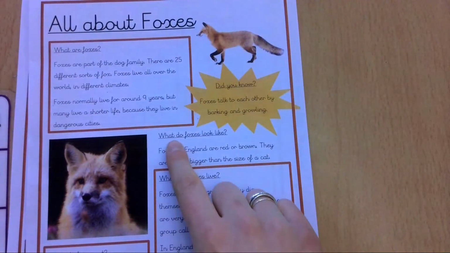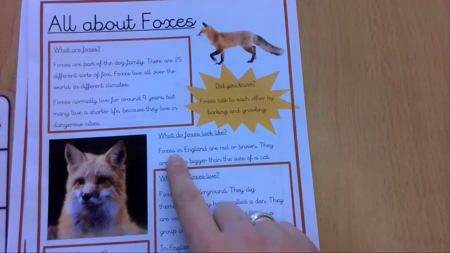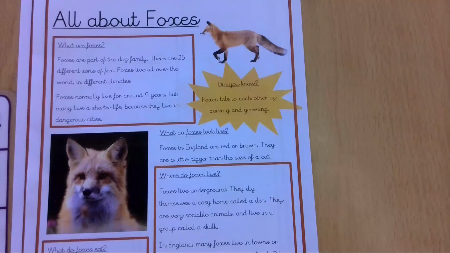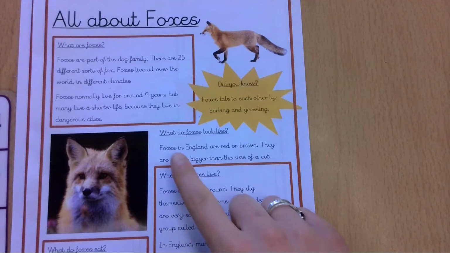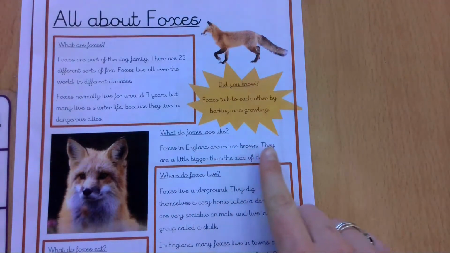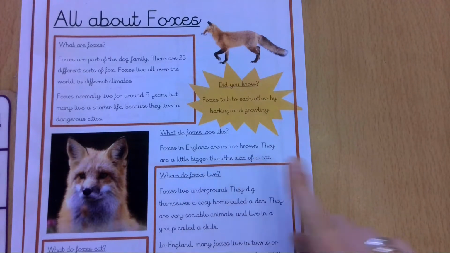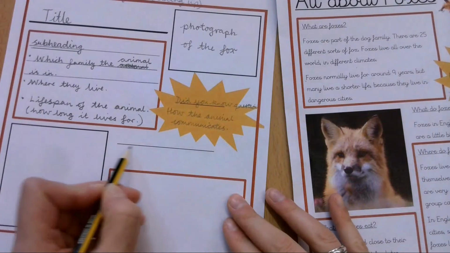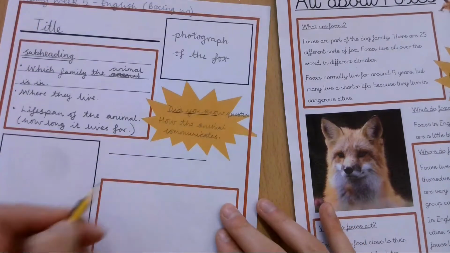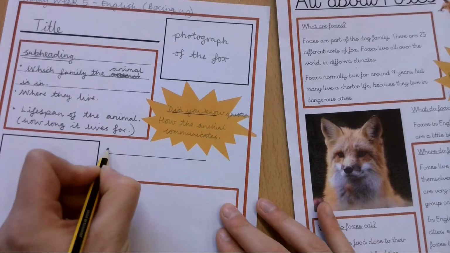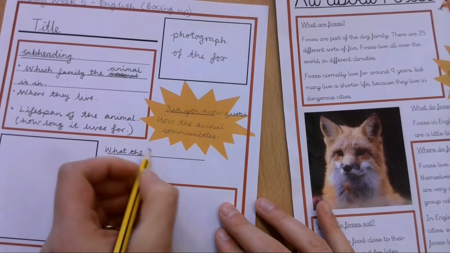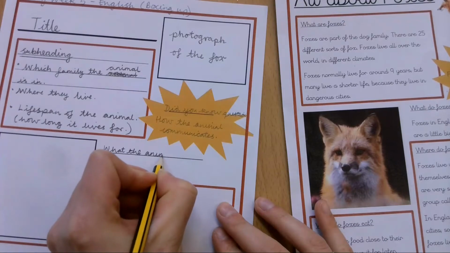Next up, we're going to have a look at this little section here. It's not in a box, but it's another fact. What do foxes look like? Foxes in England are red or brown. They are a little bigger than the size of a cat. So in here, on this subheading, again, which we've already got underlined, we're going to write what the animal looks like.